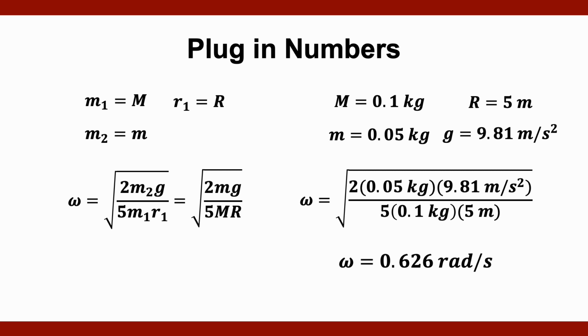Now we can plug in some numbers. We aren't actually given values for the mass of both objects nor the radius, but we could come up with some numbers. So we will have the mass of the box be 0.1 kilograms, the ball's mass will be 0.05 kilograms, and the radius will be 5 meters. Then for g, we already know that's just gravitational acceleration, which is, in this case, 9.81 meters per second squared. We substitute these values into our equation for angular velocity and get that angular velocity of the turntable will be 0.626 radians per second.